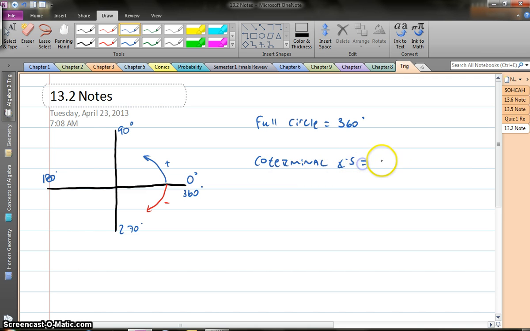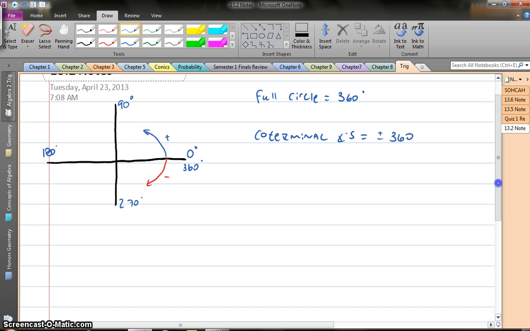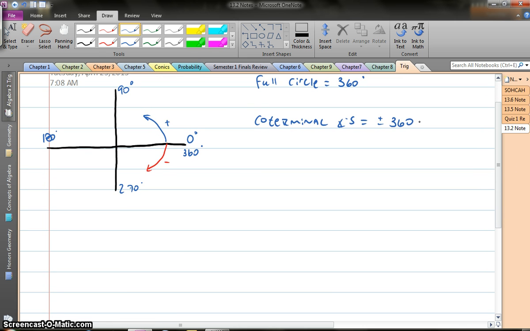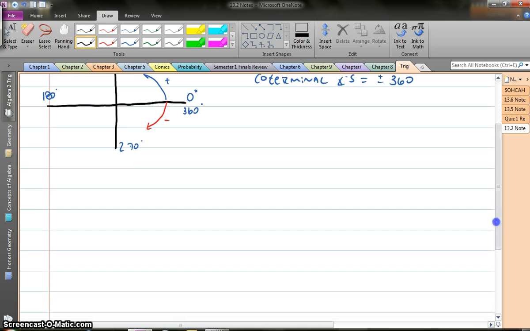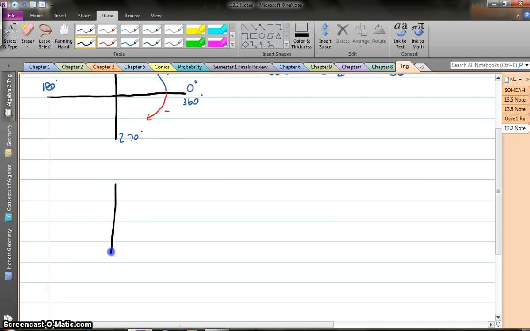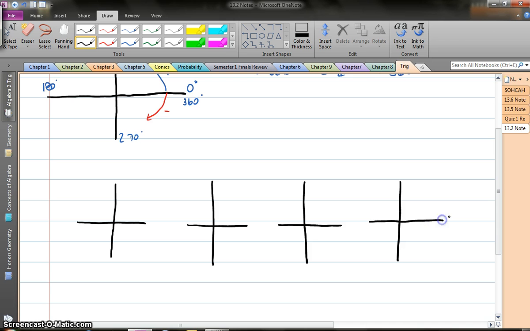Okay, it says you could add or subtract 360 and you're going to end up in the same spot, depending on which way you turn. Alright, and not only 360, but we can go everywhere in between. So let's look at a few examples here. I'm going to draw, let's do 4 of them. So let's draw 4 of these. XY axis. 1, 2, 3, 4.